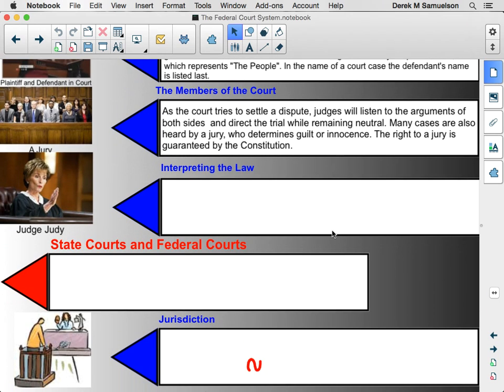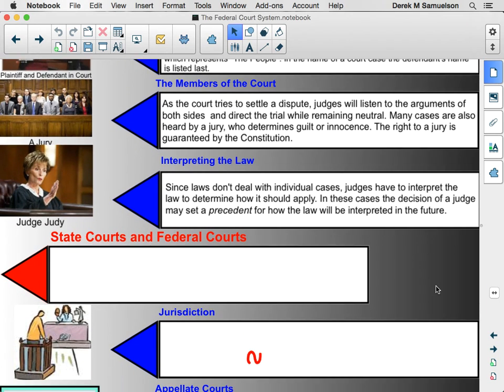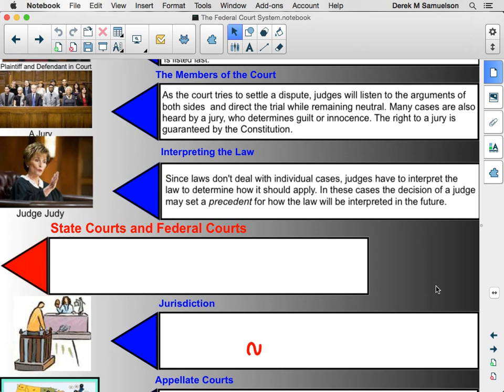Interpreting the law. Since laws don't deal with individual cases, judges have to interpret the law to determine how it should apply. Central concept here, right? Judges in the court system interpret laws to see how they can apply to individual cases. Laws don't deal with individual cases.